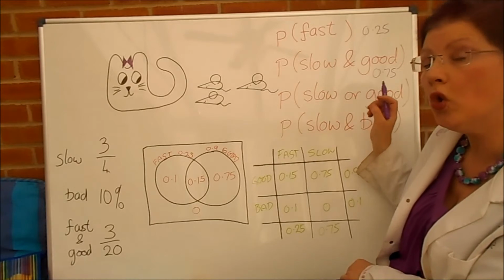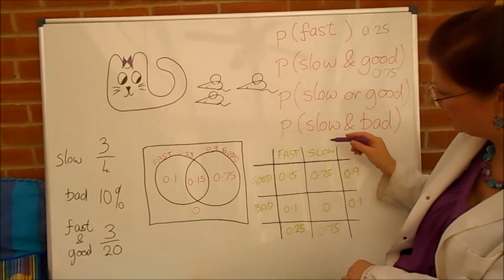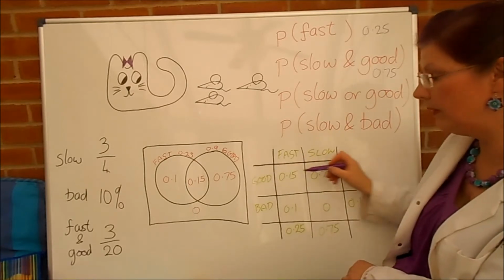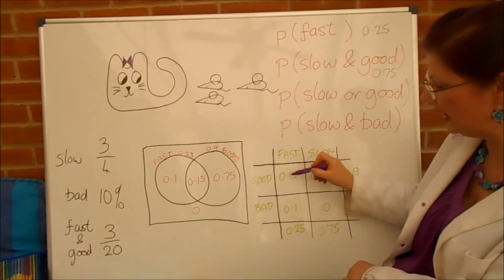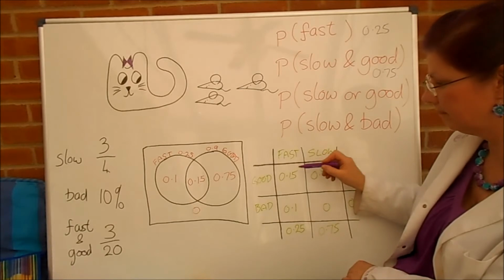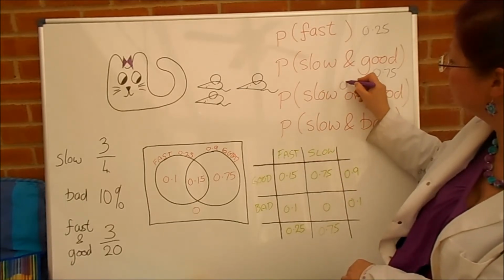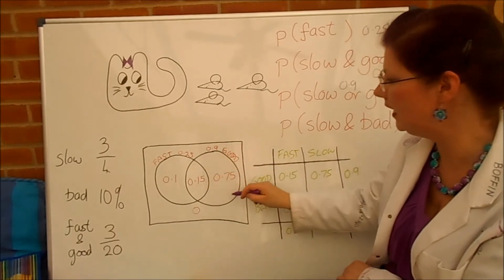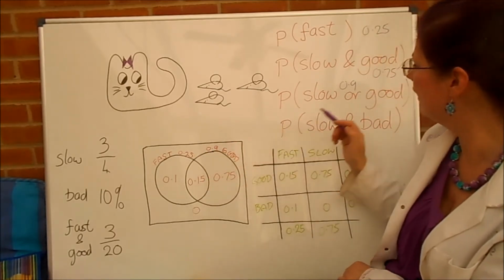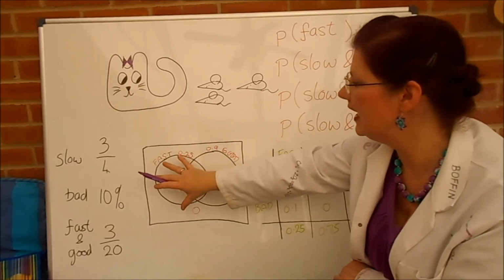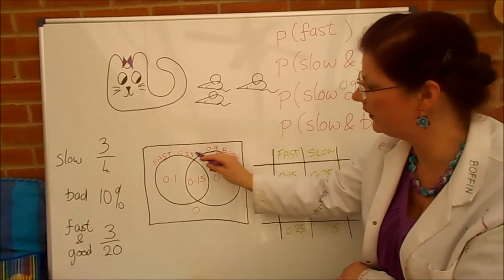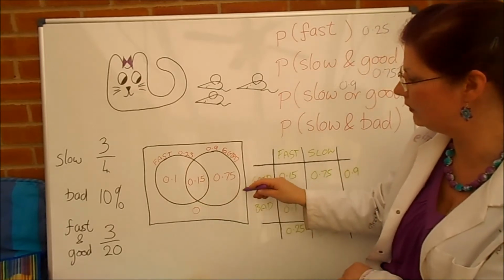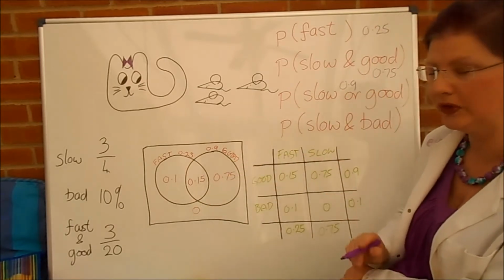Slow at running or good at hiding. So that's slow at running anywhere in this column or anywhere in this column. So those three squares added up, which comes to 0.9. On here, we want good at hiding, so anywhere in this circle, or slow, so outside that circle, so that they can be either in this one or out of that one. So it's the area outside here and this, which adds up to 0.9.